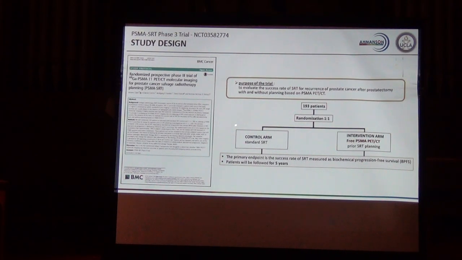The first group is the control arm in which patients would receive standard radiation therapy for post-prostatectomy recurrence, after surgery of their prostate cancer. And the second group, they would get the same treatment. The difference is we would offer them a PSMA scan for free before the treatment. Then we will follow those patients for 5 years, mainly based on the PSA, and see if the salvage radiation therapy after prostatectomy was more efficient with or without the PSMA scan.